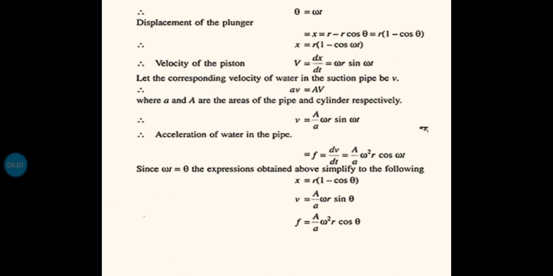So now we have seen x, the displacement, is equal to r into 1 minus cos theta; small v, the velocity of the flow within the pipe, equals A by a omega r sin theta; and acceleration equals capital A by a omega square r cos theta. I have just replaced omega t with theta, that's all. Omega t equals theta, therefore I have replaced it back to the theta term.